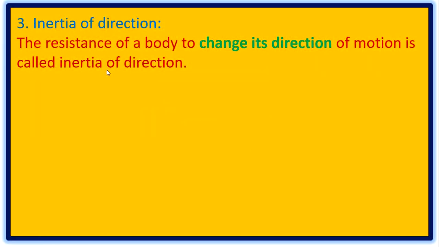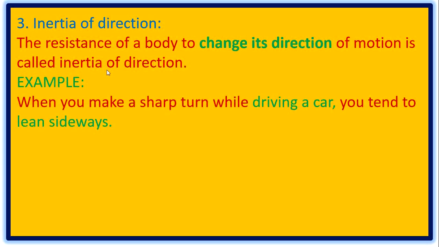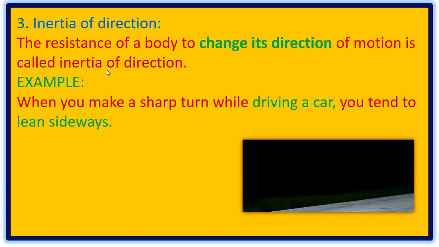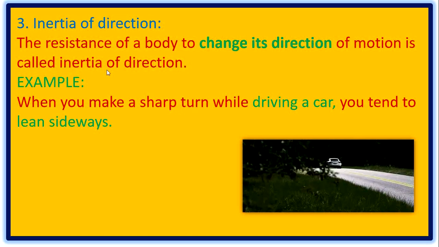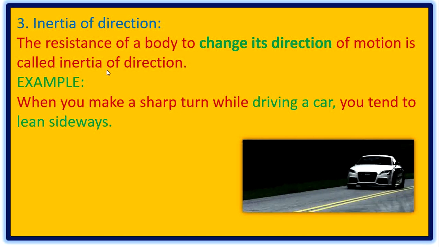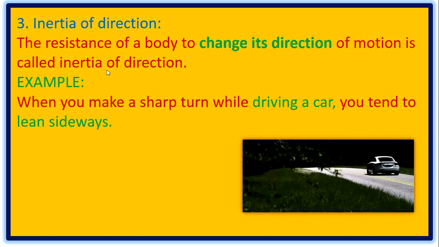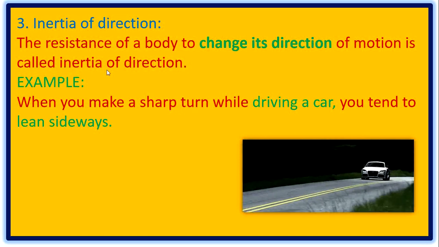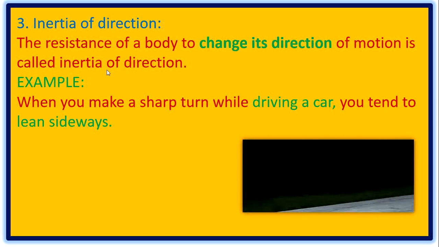Inertia of direction. The resistance of a body to change its direction of motion is called inertia of direction. Example: when you make a sharp turn while driving a car, you tend to lean sideways. So when you are driving a car or a bicycle and have to make a sharp turn, we have to lean sideways.